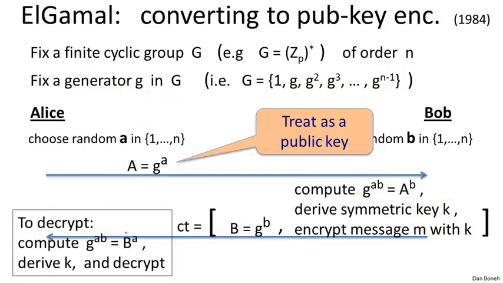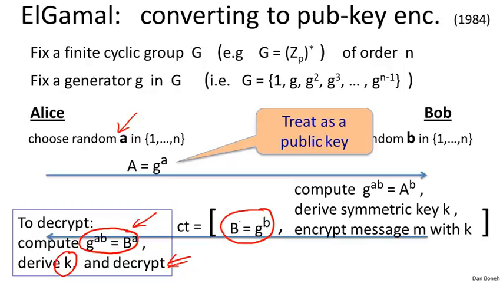Now what does Alice do to decrypt? Basically, she's going to also compute the Diffie-Hellman secret. Remember, now she just received Bob's contribution to the Diffie-Hellman protocol, and she has her secret key a, so she can compute also the Diffie-Hellman secret, namely g to the ab, from which she's going to derive the symmetric encryption key k, and then she's going to decrypt the message to recover the actual plaintext. Okay, so that's the intuition for how we convert the Diffie-Hellman protocol into a public key system.